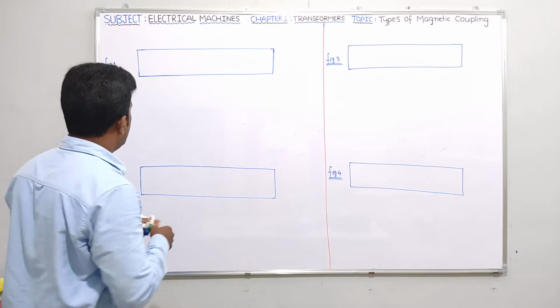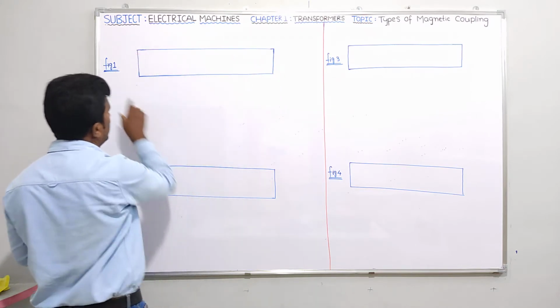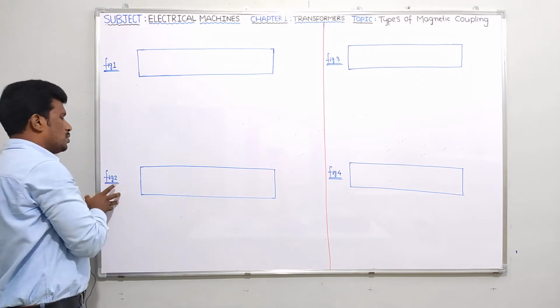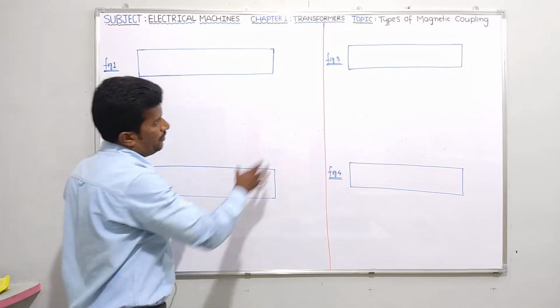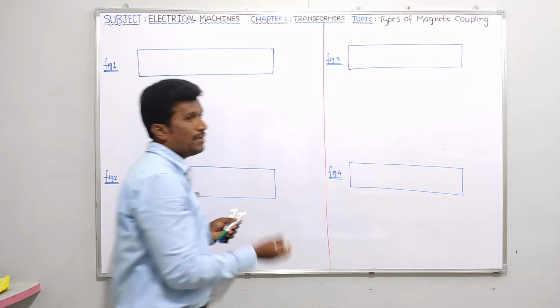For that, let me take a piece of a magnetic core. I have taken a piece of magnetic core in figure number 1. In figure number 2 also I have taken a piece of magnetic core. In figure number 3 I have taken a piece of magnetic core. In figure number 4 once again I have taken a piece of magnetic core.